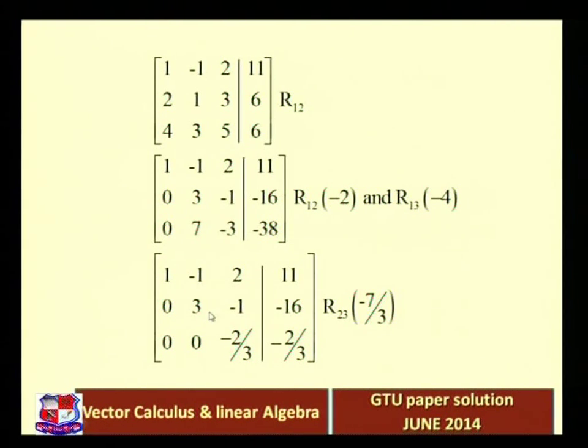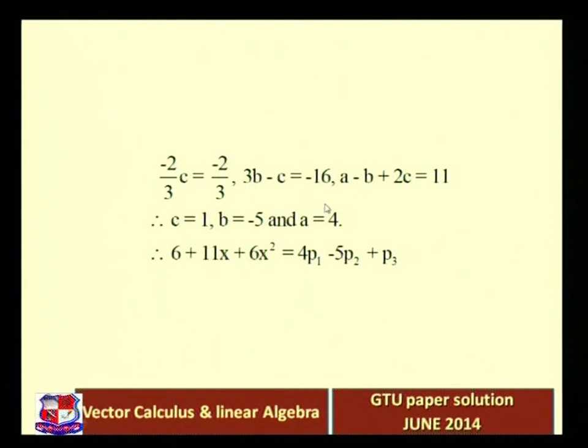Now using this row echelon form matrix we can find a, b and c. The equations become: from the first row, our equation becomes a minus b plus 2c is equal to 11, right?